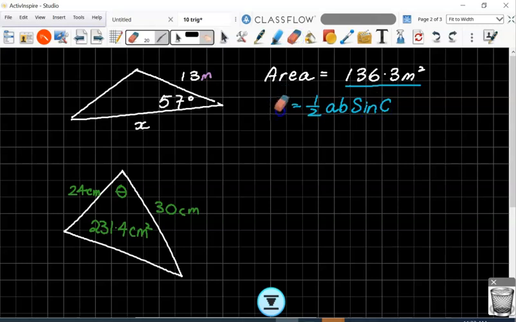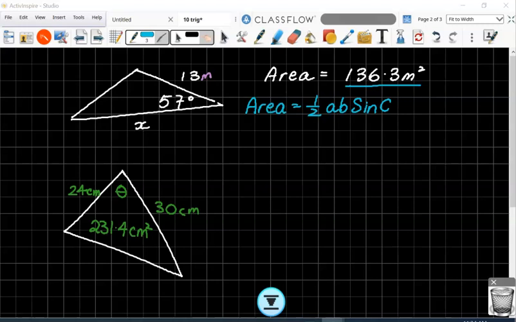I'm trying my hardest to write area rather than A, because capital A also represents the angle, but it's up to you. I'm not going to dock you if you don't. So good mathematicians, we write the formula, then what do we do? Sub. So I'll just stop for a minute to give you a moment to write down the triangle, and then you can sub.